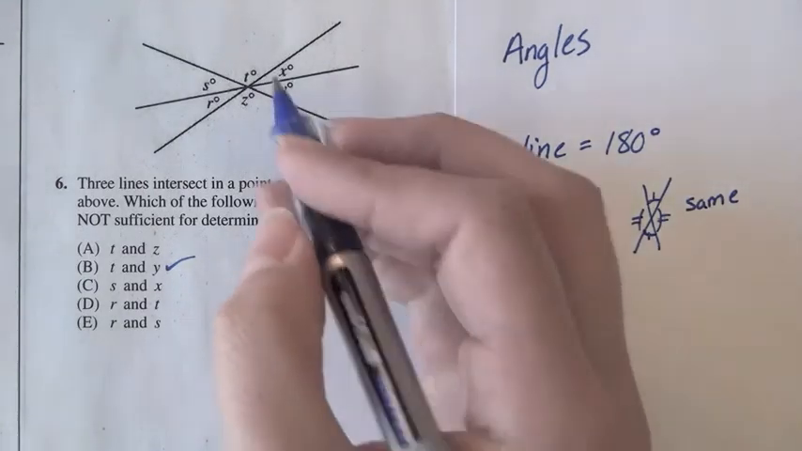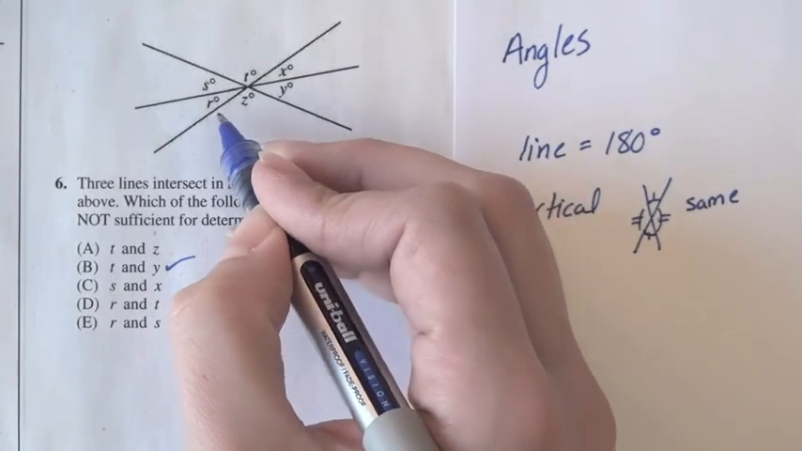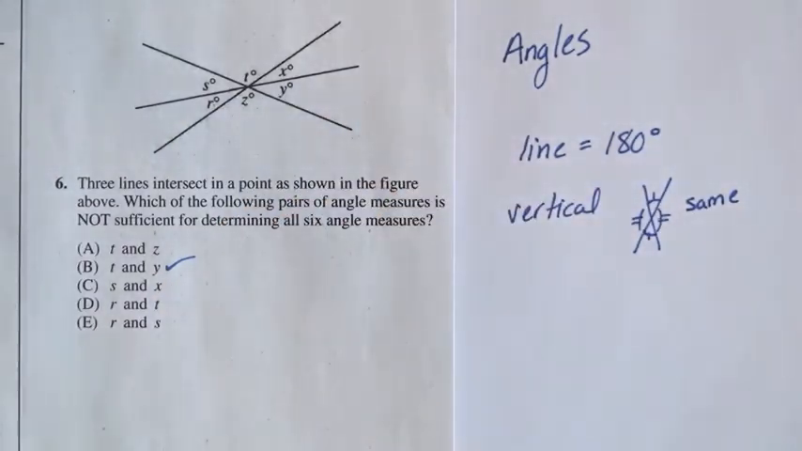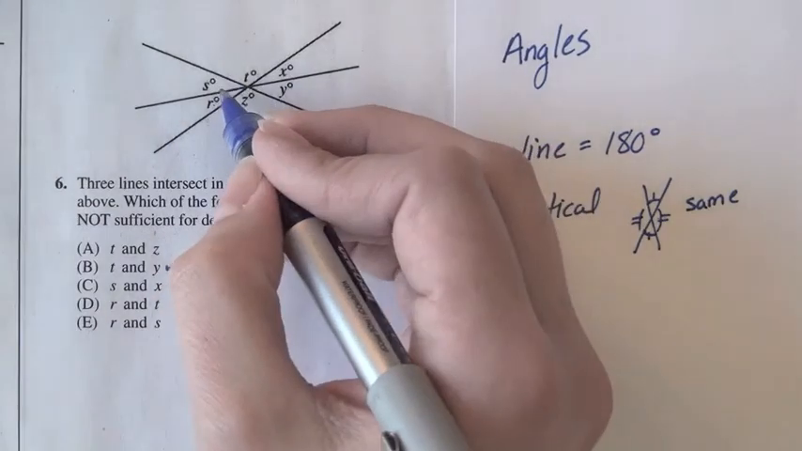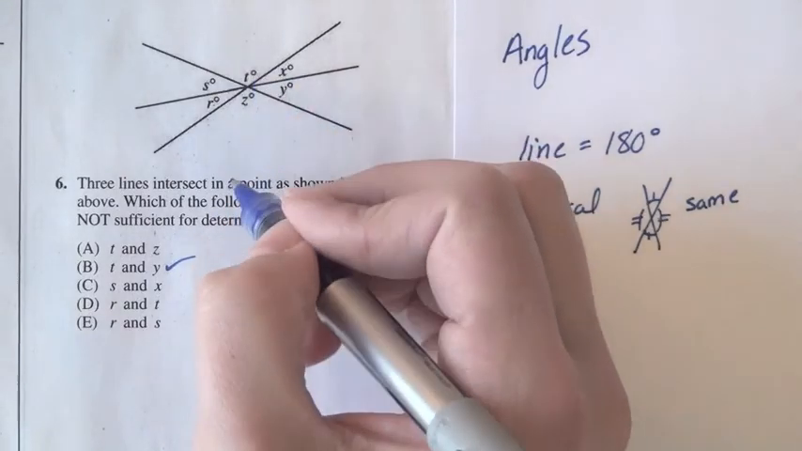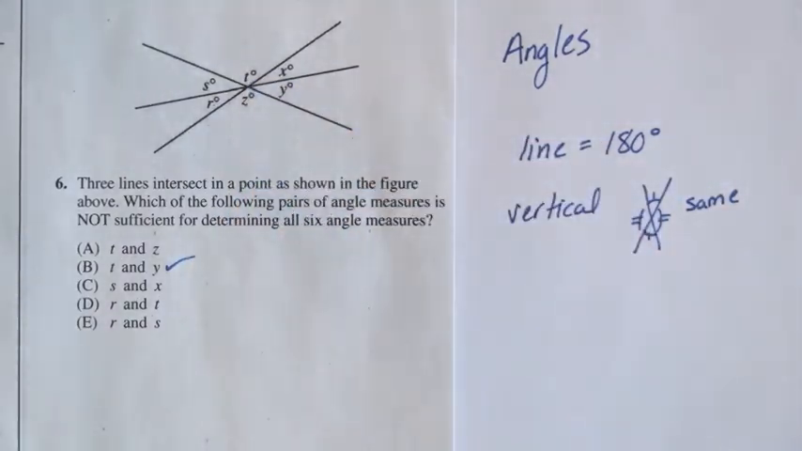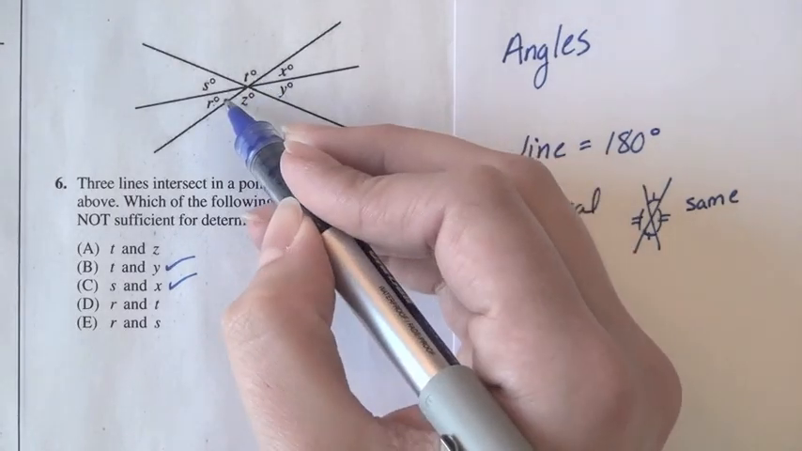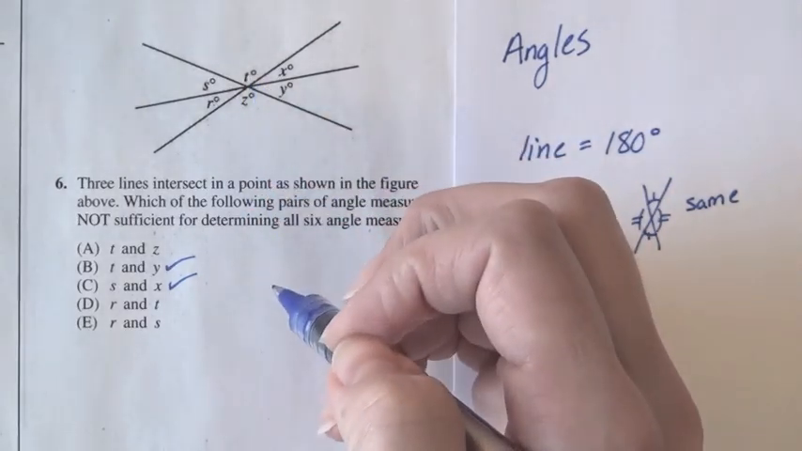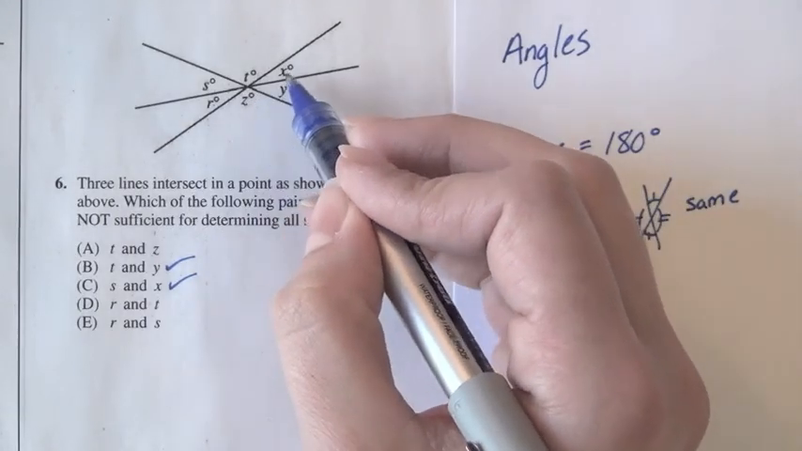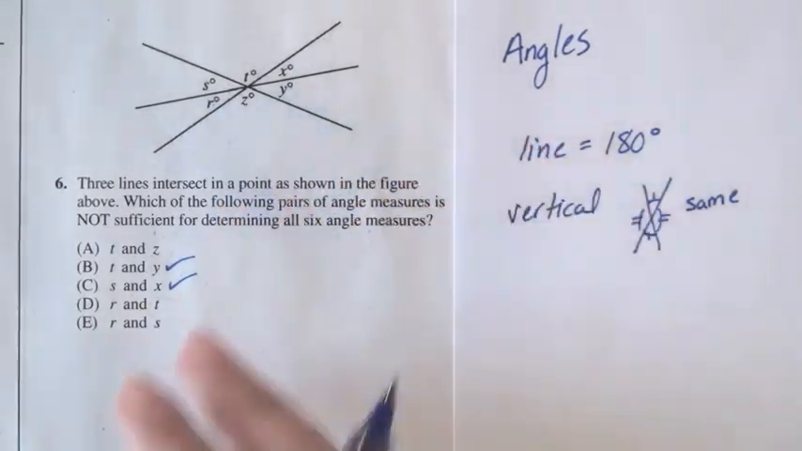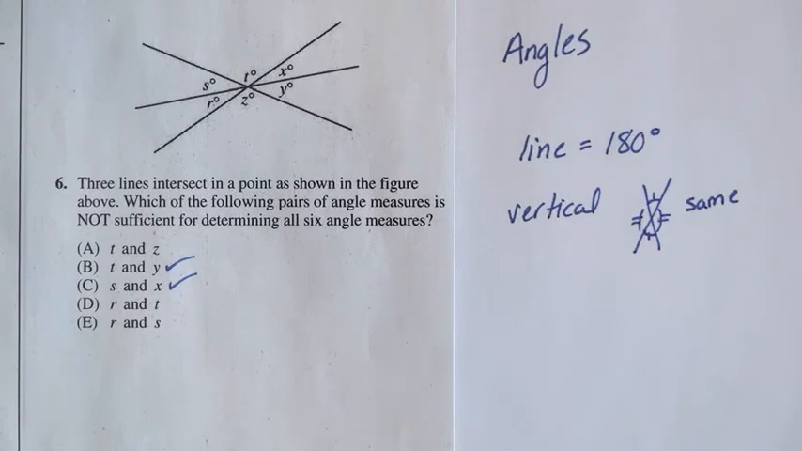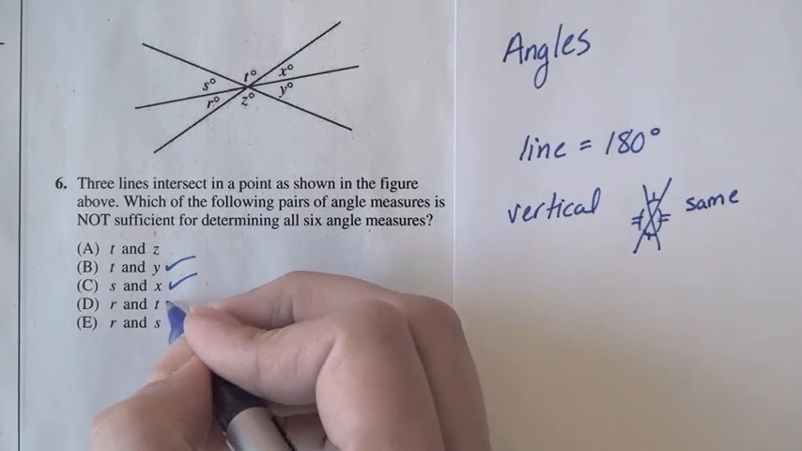What about s and x? Well, if I have s and x, then I know r and y because those are their vertical angles. And since I know 2 out of 3 in this straight line, I can tell t, and if I know t, I know z. So that's a given. What we're seeing here is that r and t would also be sufficient because if I know r and t, I know their vertical angles, z and x, and knowing 2 out of 3 on one of these lines gives me the other one. And of course, its vertical angle as well.